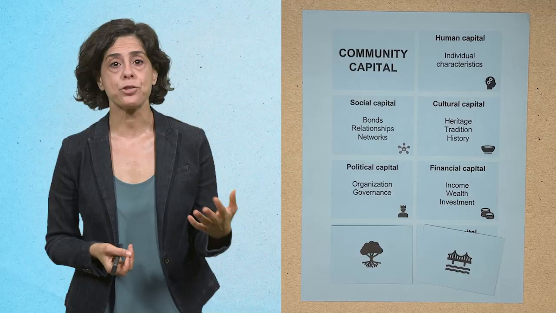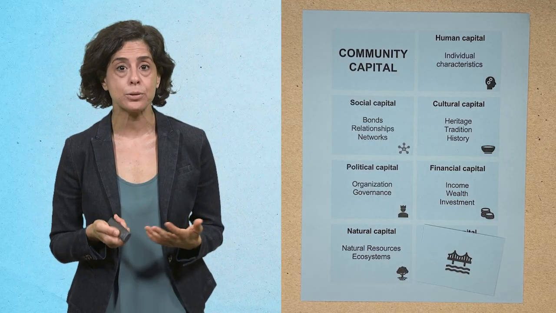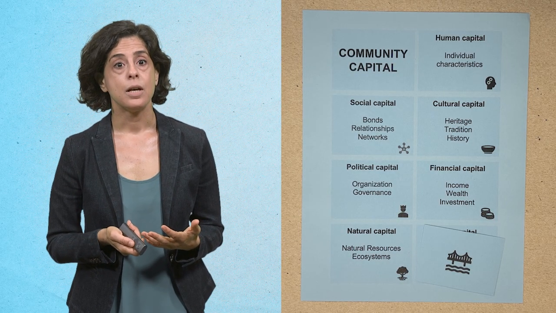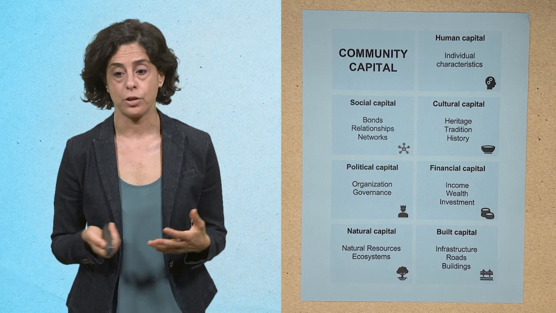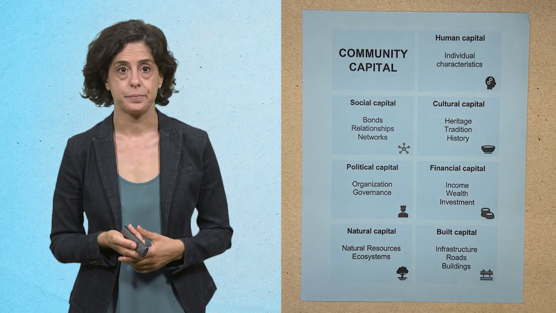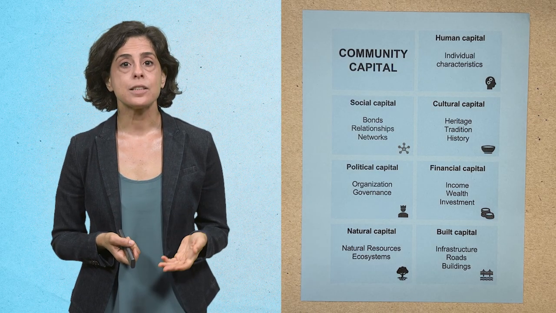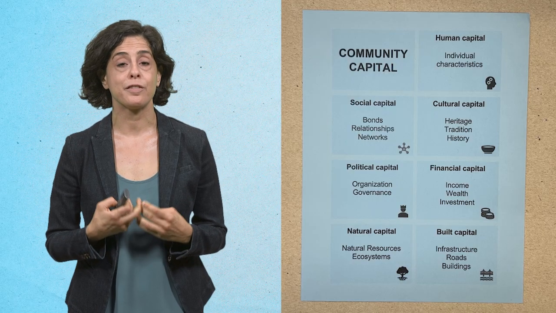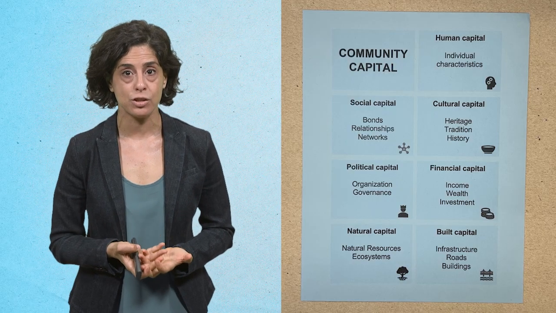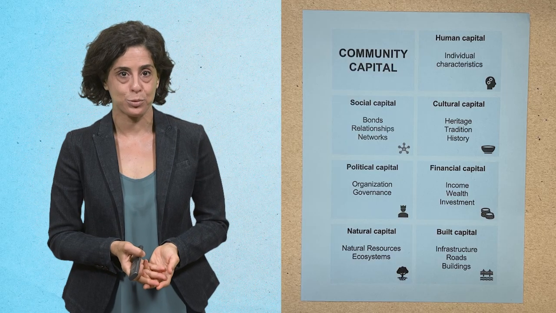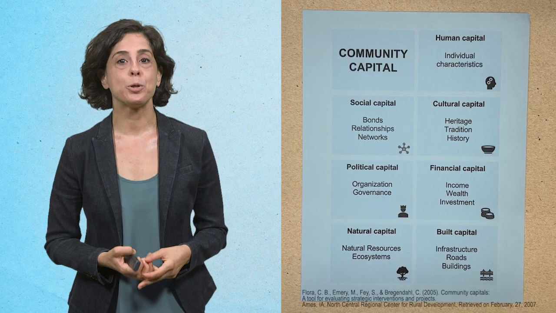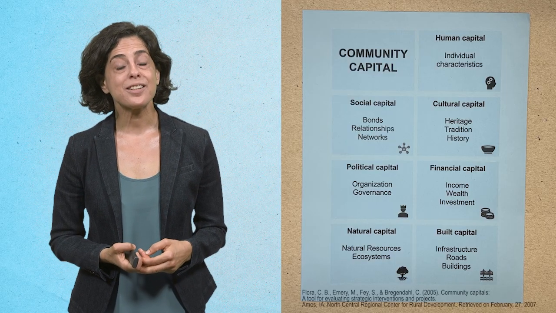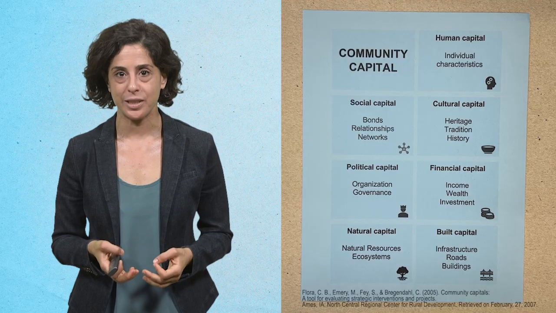You can also have natural capital, which refers to natural resources and ecosystems, and built capital, like infrastructure, roads, buildings, etc. And this illustration of the different kinds of capital has been adapted from a framework for evaluating strategic interventions, which is called the Community Capitals tool. And it was developed by a group of community researchers based on their analysis of entrepreneurial communities.